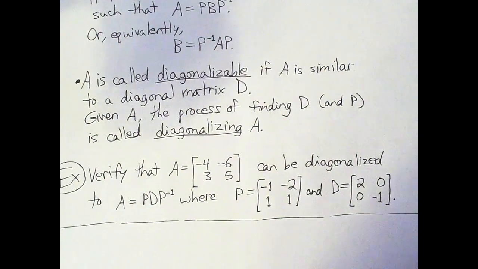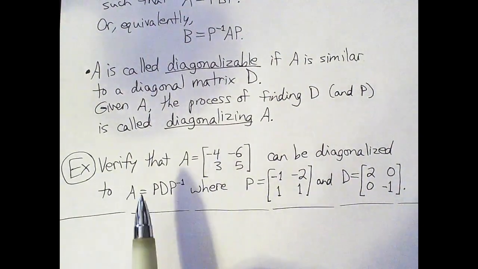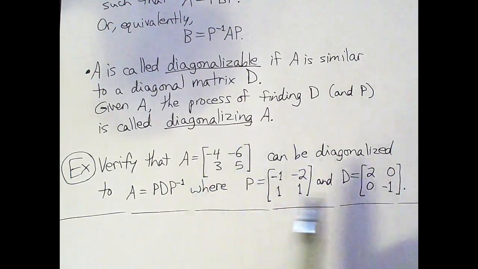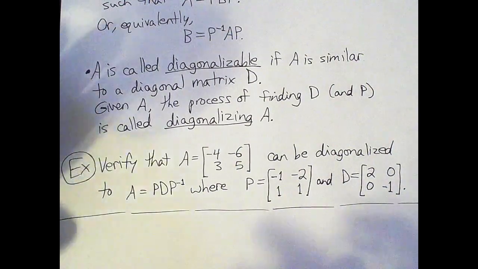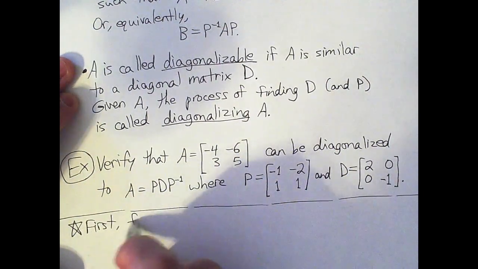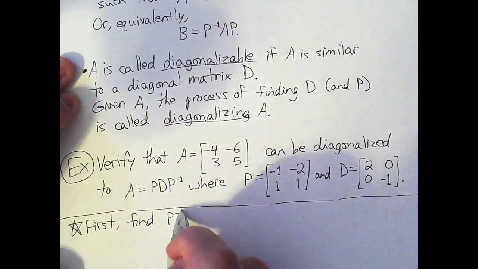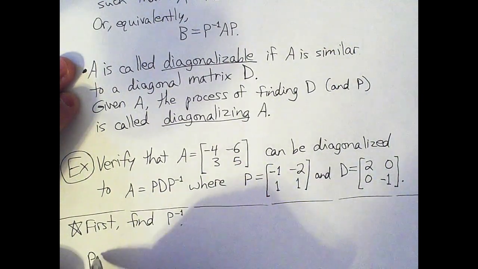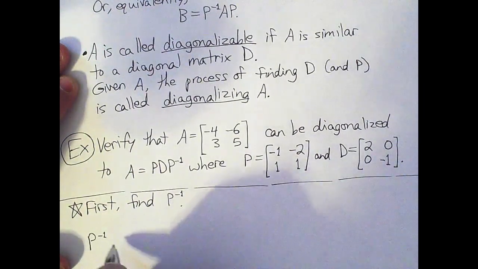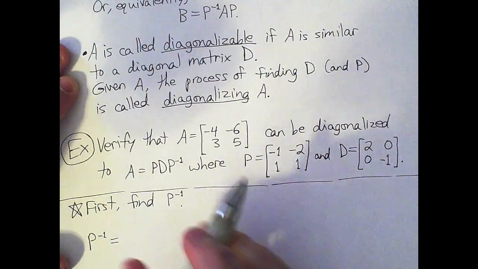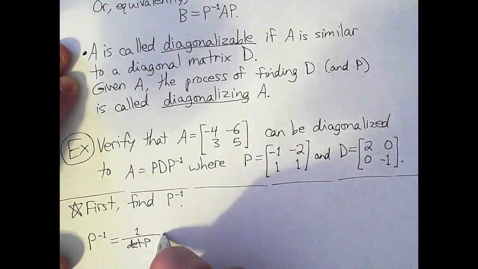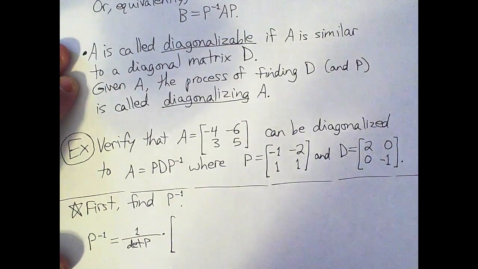You know what? In order to verify that this equation, A equals P D P inverse, is true, we have A, we have P, we have D. We need P inverse, don't we? It wasn't given. So first, let's find P inverse. It's a 2x2 matrix that's given to us, so you know how to find the inverse of a 2x2. You do 1 over the determinant times, and then we have a little trick.